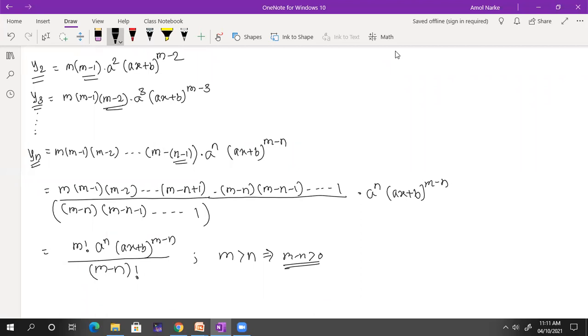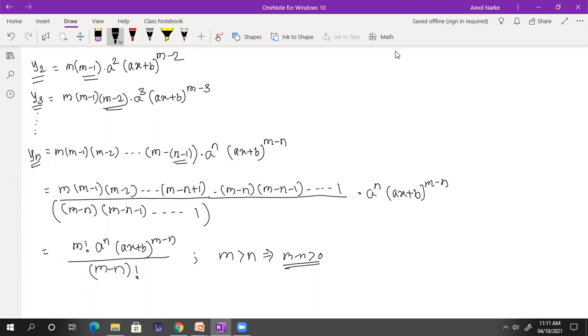Suppose m is 10, n is 5. So 10 minus 5, 10 minus 6, 10 minus 7, 10 minus 8, 10 minus 9. Lastly, you will get 1, no? So that extra term I have multiplied and divided. What will I get after doing this? I have m factorial. What is m factorial? m into m minus 1, m minus 2, m minus 3, m minus 4, dot dot dot up to 1. That is nothing but my m factorial.